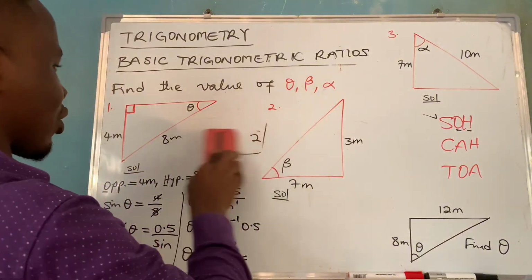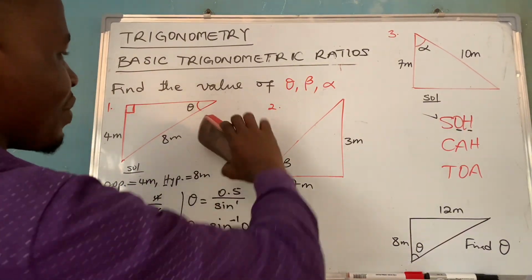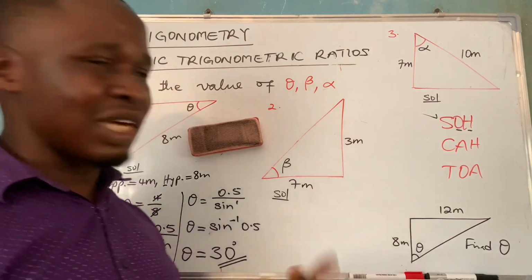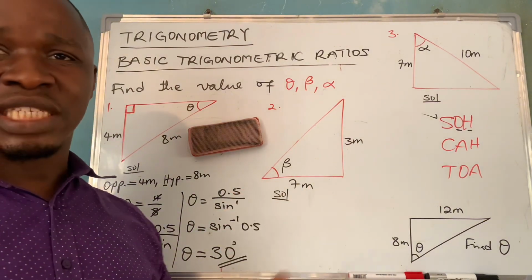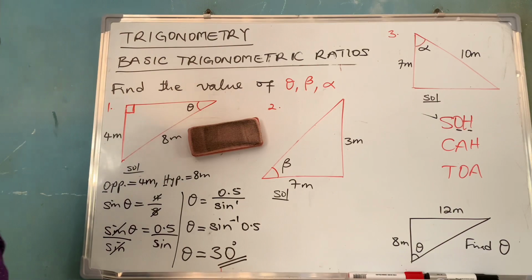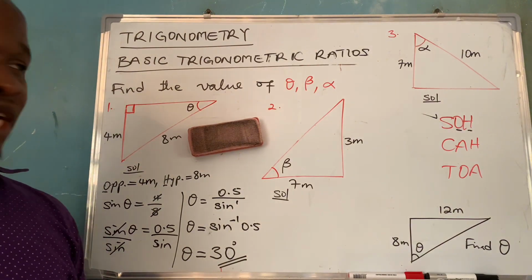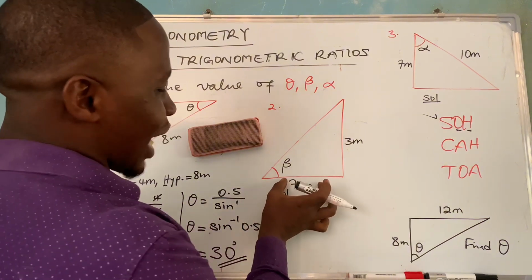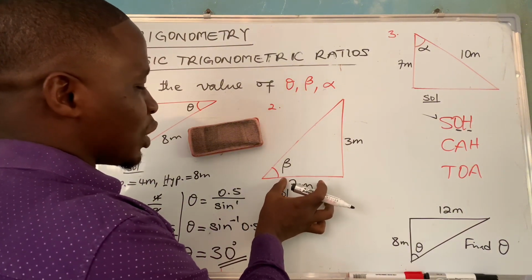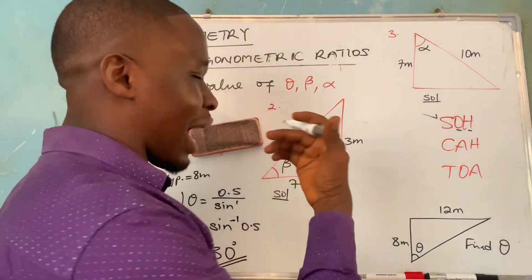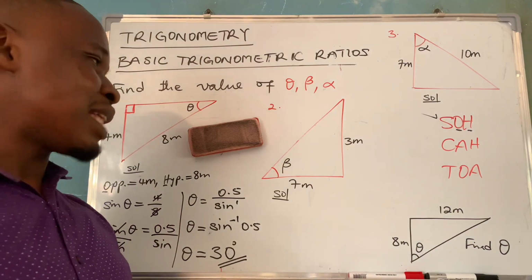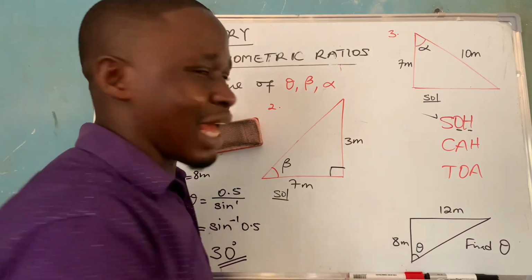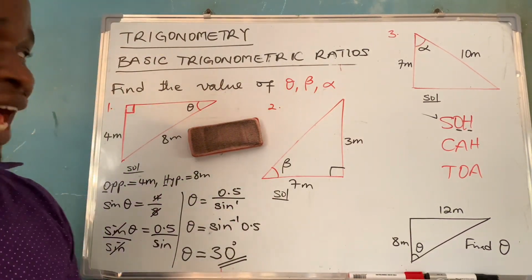Now we go to the second problem. Here, we are given two sides, 3 meters and 7 meters. But which of them is the opposite? Which one is the adjacent? Which one is the hypotenuse? What we do here is, this side lies between the given angle and the right angle. In some right angle triangles, you may not see the box that signifies 90 degrees.